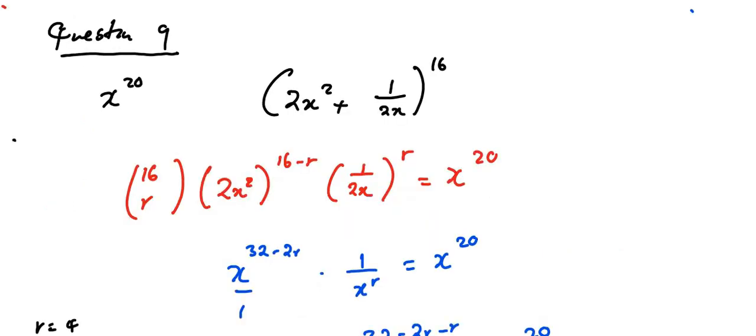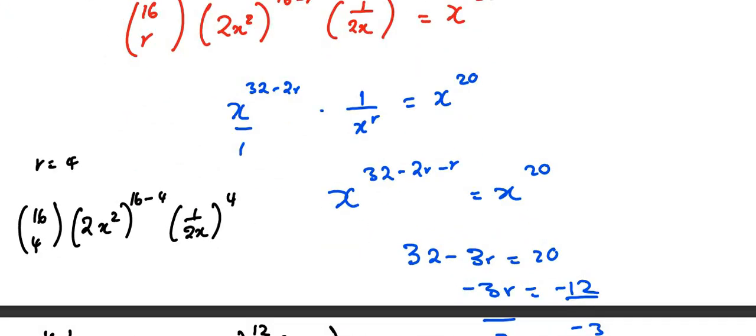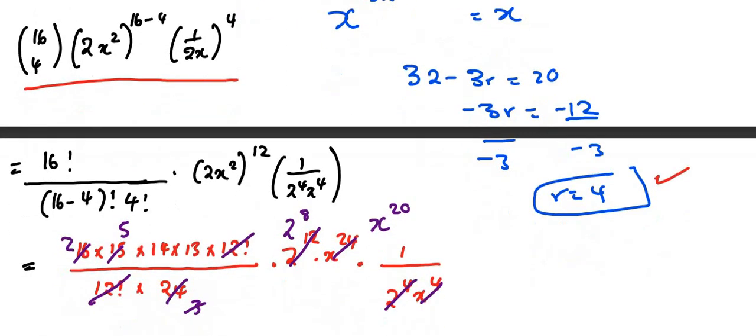We just express everything, equate everything to x to the power 20. Then from here, we get our value for r. So once you get your r, which is simply your 4, right? This is what we did. You replace it back in the original expression to actually get the coefficient they want.